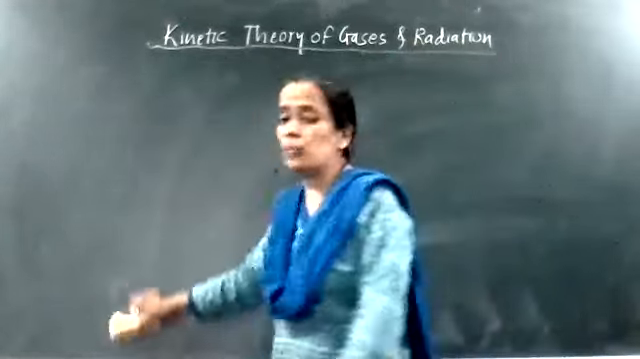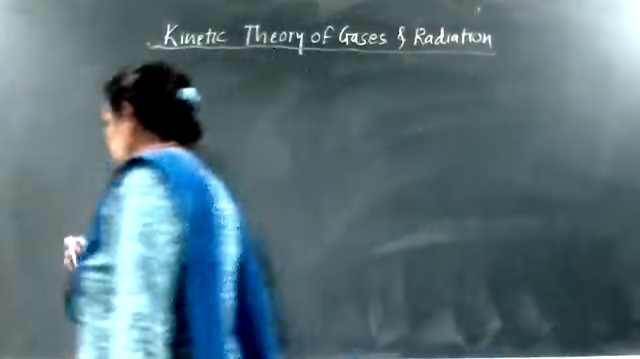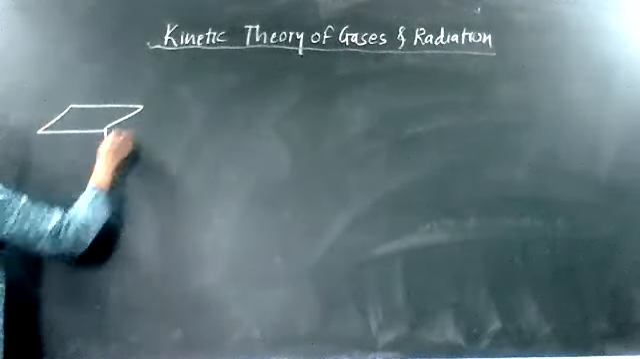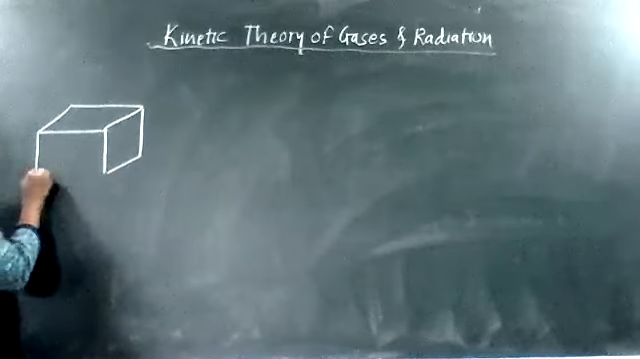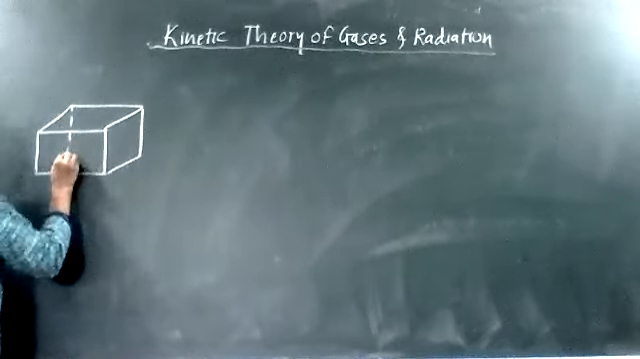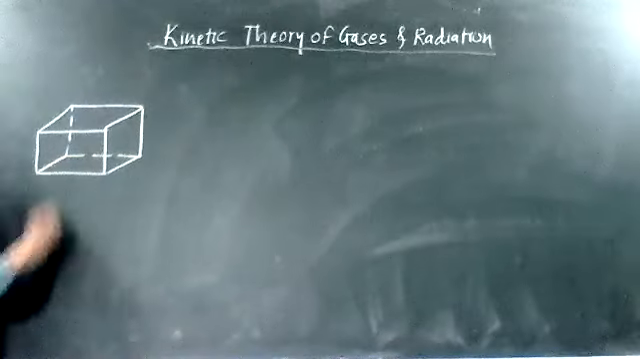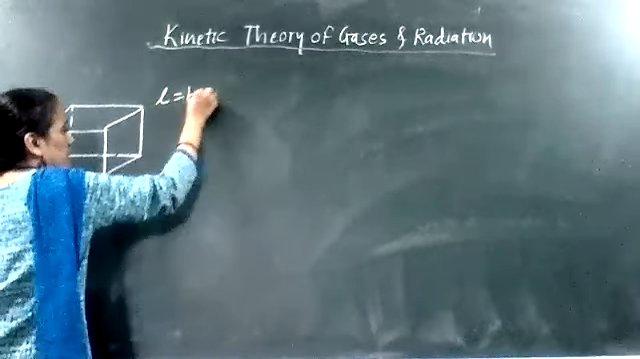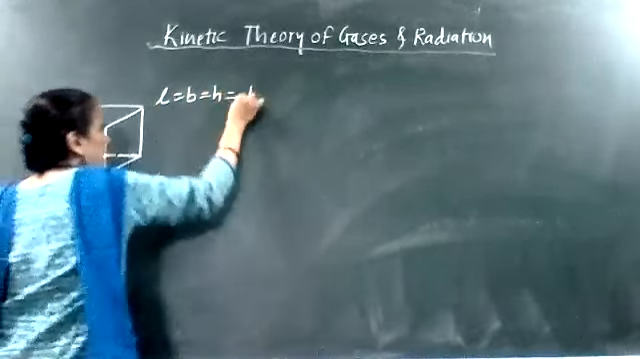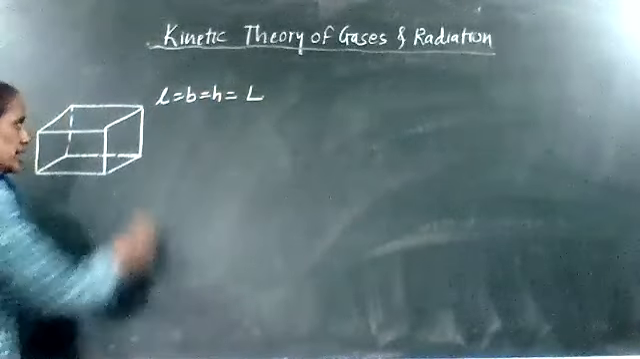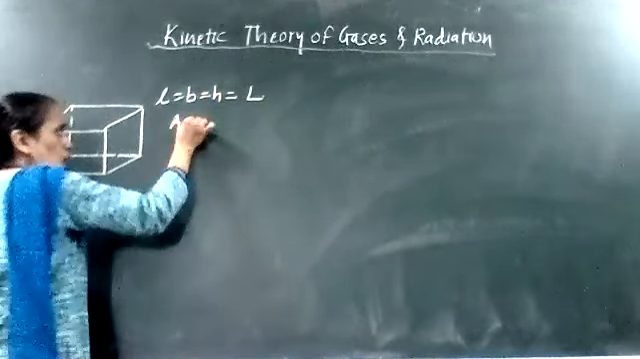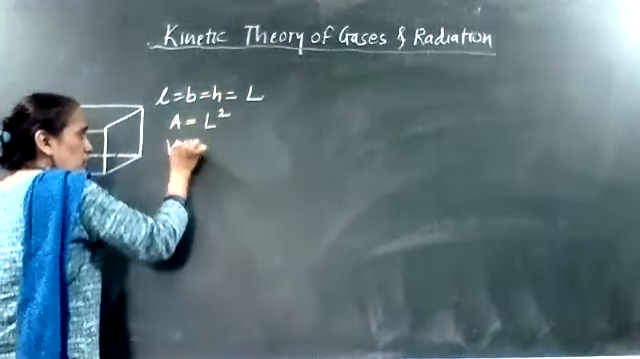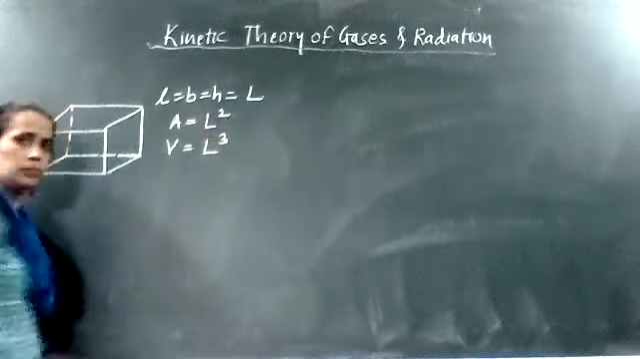We are considering a cubical container. Let's consider here is nothing but the cubical container. This cubical container has length, breadth and height, which is nothing but L. So I can say that length is equal to breadth is equal to height, which is nothing but capital L. And therefore I can say that the surface area of that cube is nothing but L square, and volume of that cube is nothing but L cube.